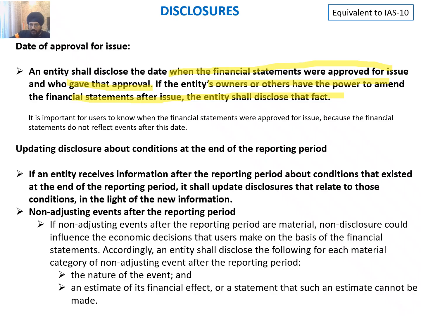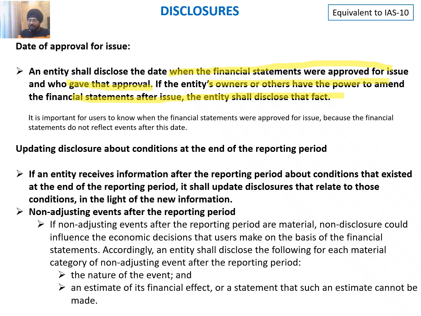Updating the disclosure about conditions at the end of the reporting period. We have already discussed that there are two sets of events that happen after the reporting date and before the financials get approved. All the material facts need to be disclosed. For an adjusting event, it has to be adjusted in the financials, and disclosures need to be made wherever required.